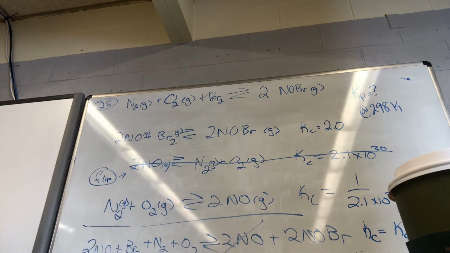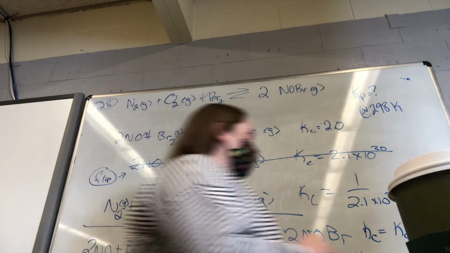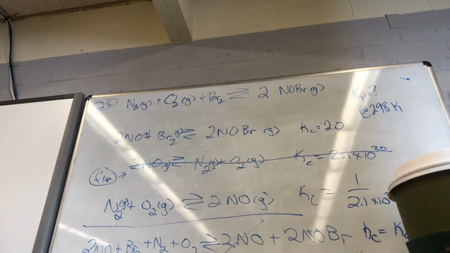I don't know. Heck no, we're not. What were we asked for? She said 524, I think. Okay. But we were asked for KP, right? Is this KP? No. That's KC.